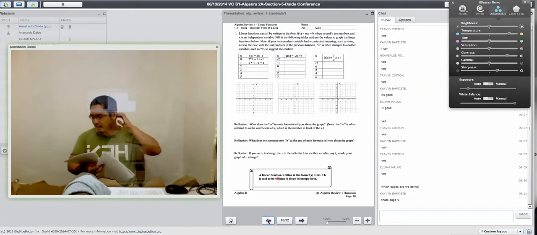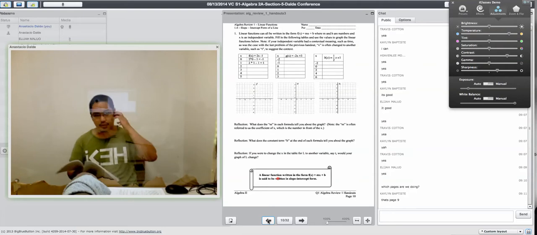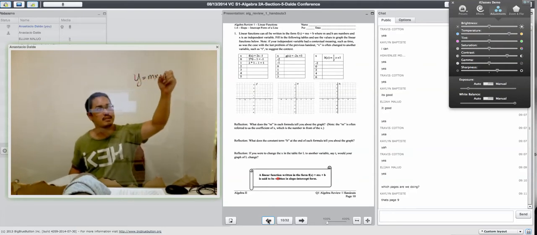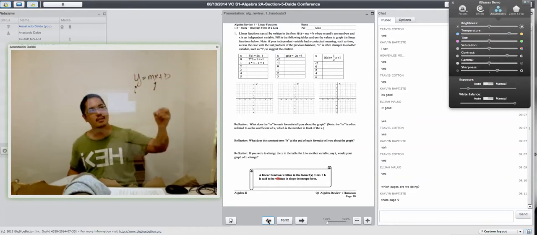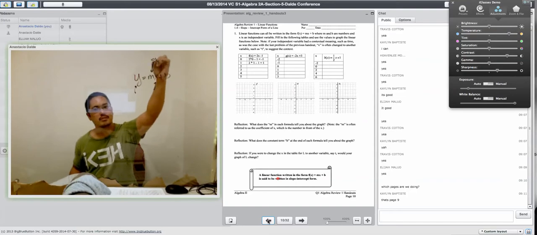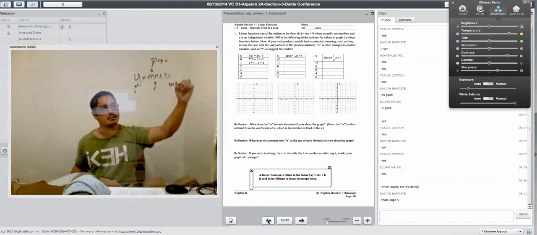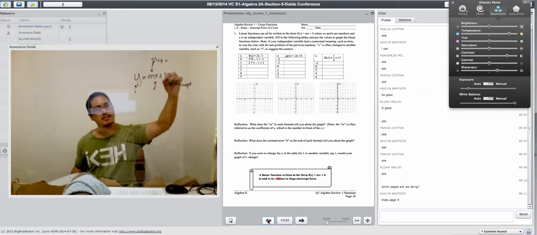All right. Linear functions can be written in the form f(x) = mx + b, where m and b are numbers and x is the independent variable. Right. Remember, we have y = mx + b. This guy is the independent variable. This guy is the dependent variable. M is the slope, and b is the intercept. We cool with that?